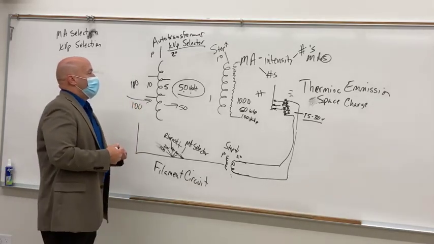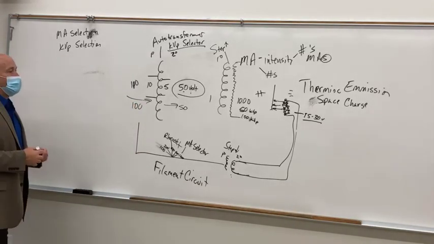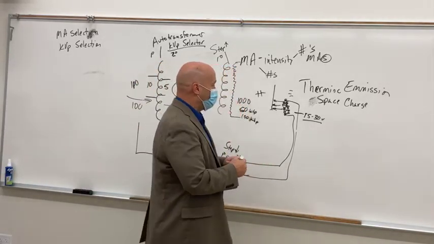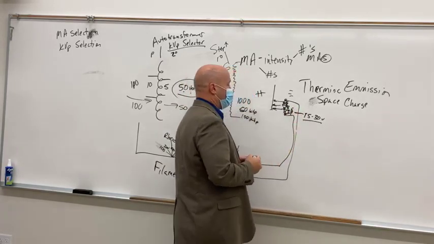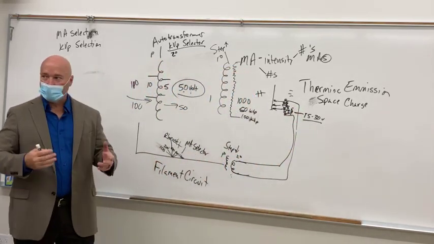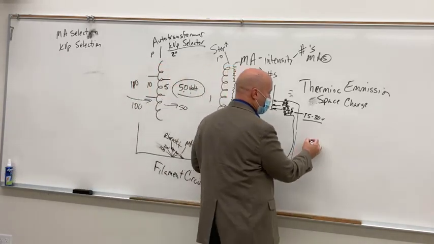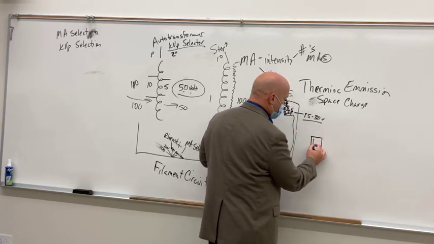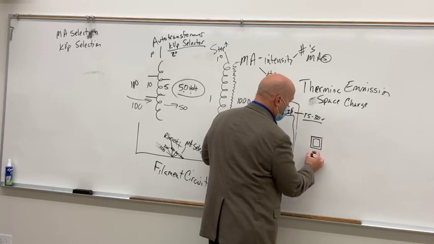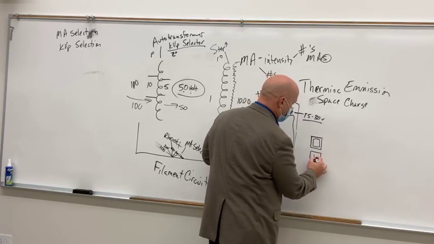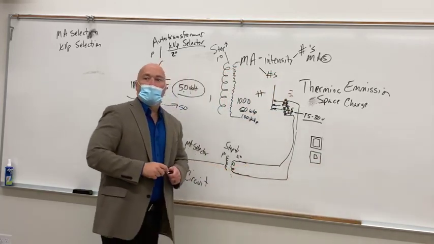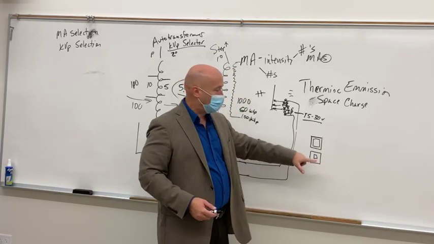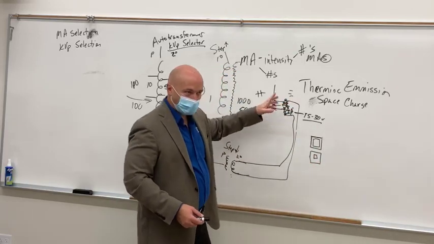All right. Also, in your control panel, you've got two different filaments. You've got a big filament and a little filament. You select those with buttons that look like this. You've got two different buttons. One is a big square inside of a square, and one is a small square inside of a square. Those are your filament selectors. Small square means small filament, big square means big filament.